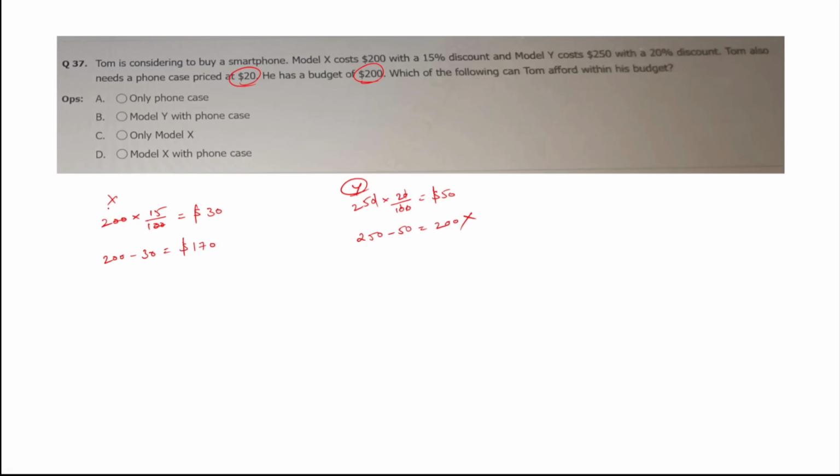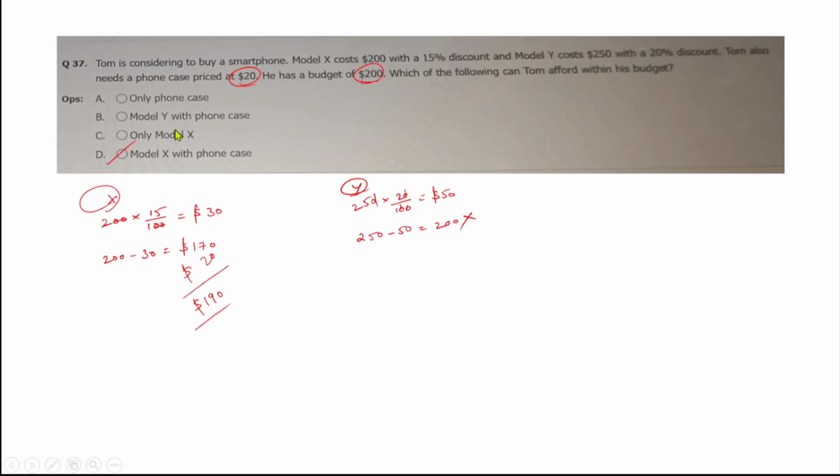When he chooses Model X as his phone, then the phone cost is $170 and the phone case price is $20. So when we add these two, we have the cost of $190. So the phone along with the phone case is within his budget. So Tom can afford the Model X phone along with the phone case. And here the correct answer is option D, Model X with phone case.